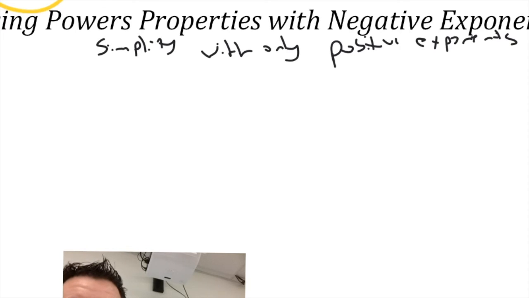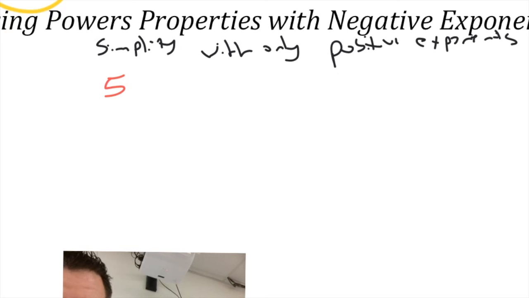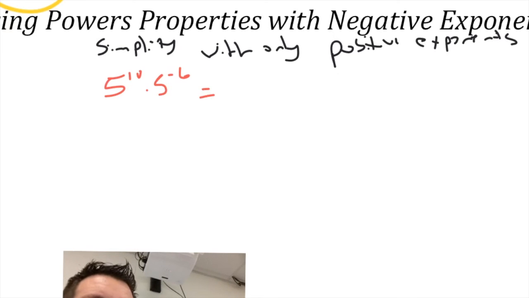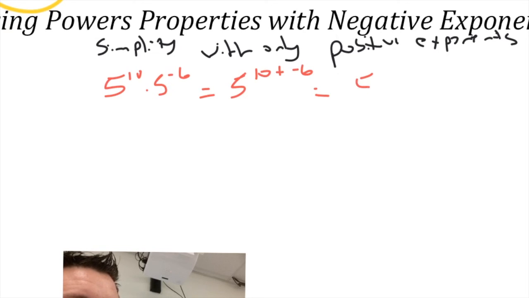So if I have 5 to the 10th times 5 to the negative 6th, okay? Well, these are being multiplied right now, so I can do 5 to the 10 plus negative 6th. Well, 10 plus negative 6 gives me 5 to the 4th.